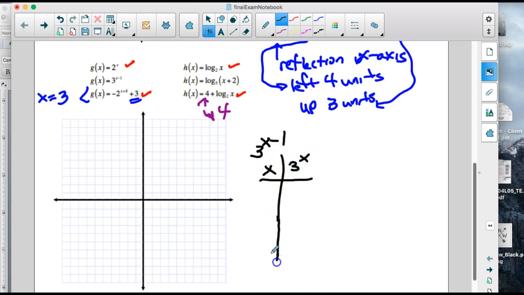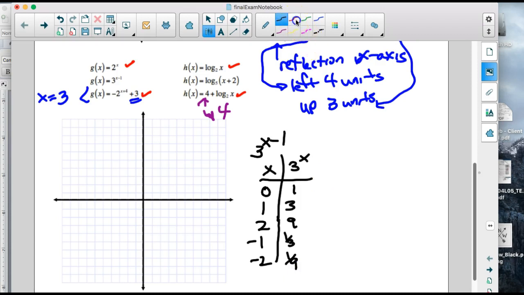And as I said before, I start with the points 0, 1, and 2, and then I do the reciprocals with -1 and -2. So 0 is always 1, anything to the 0 power is 1. This would be 3, 3 to the first power, 3 to the second power is 9, and I do the reciprocals of these, which is 1/3 and 1/9.